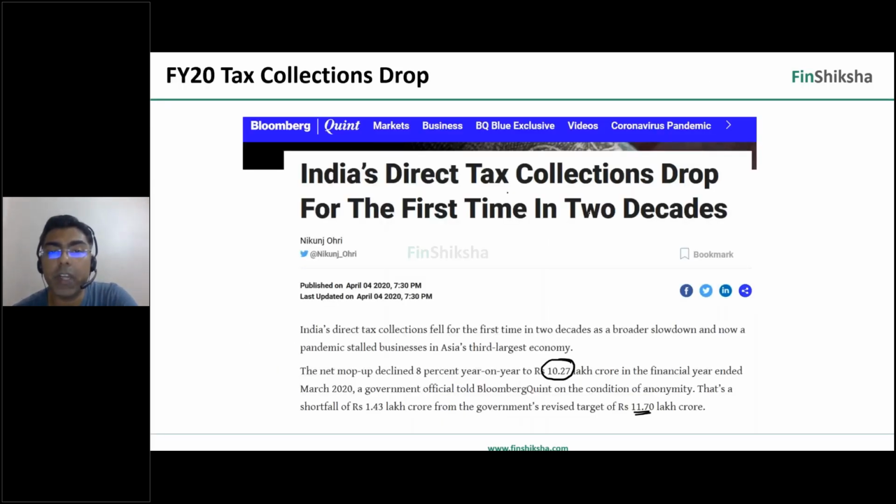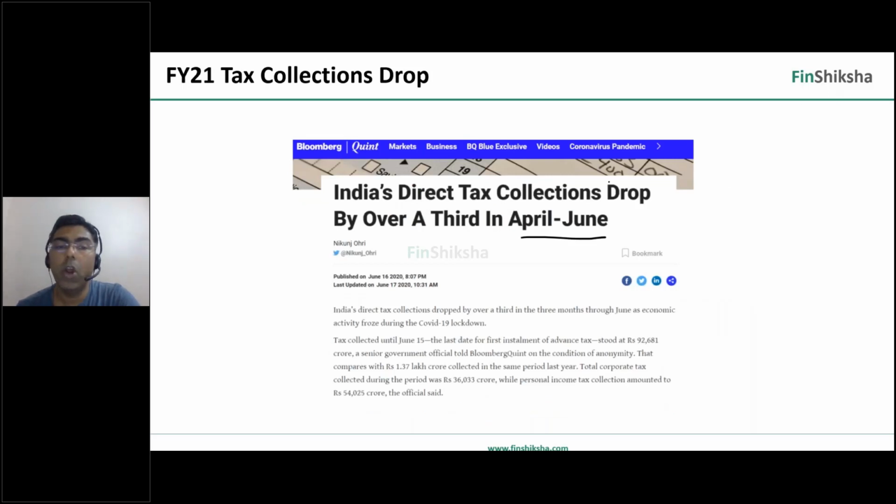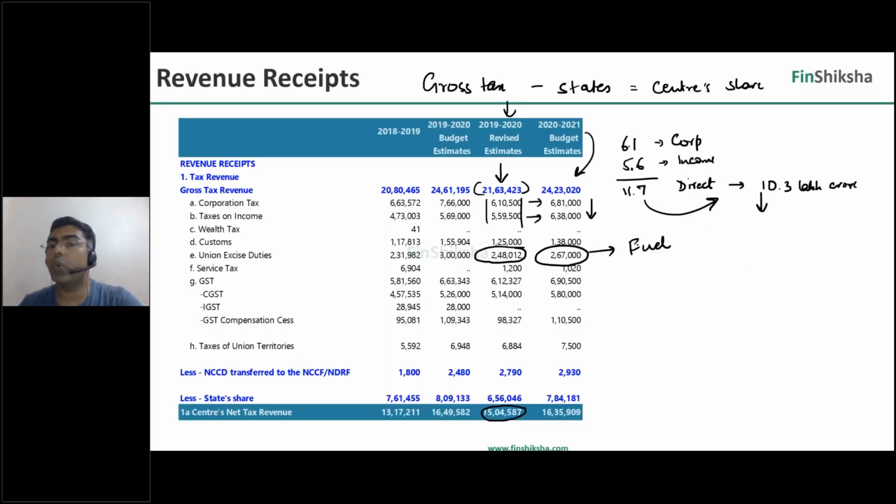You are likely to see a further shortfall here. Why does that come? Because your April to June quarter numbers also show a 30% dip. In numbers including advance tax and TDS, you are showing a 30% dip in the collections of direct tax, right? So your tax collected until 15 June stood at 92,000 crore as against 1.37 lakh crore, so dropped by over a third. So we already saw a dip to 10.3, and it's likely that we are going to see a further dip. Not too difficult to imagine, right?